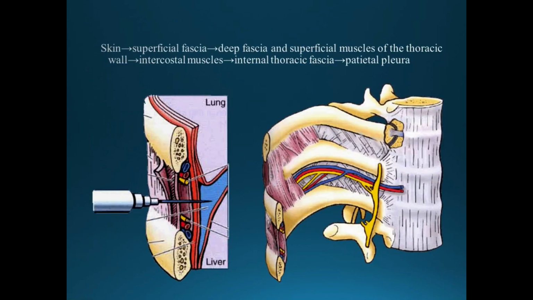Skin. Superficial fascia. Deep fascia and superficial muscles of the thoracic wall. Intercostal muscles. Internal thoracic fascia. Parietal pleura.